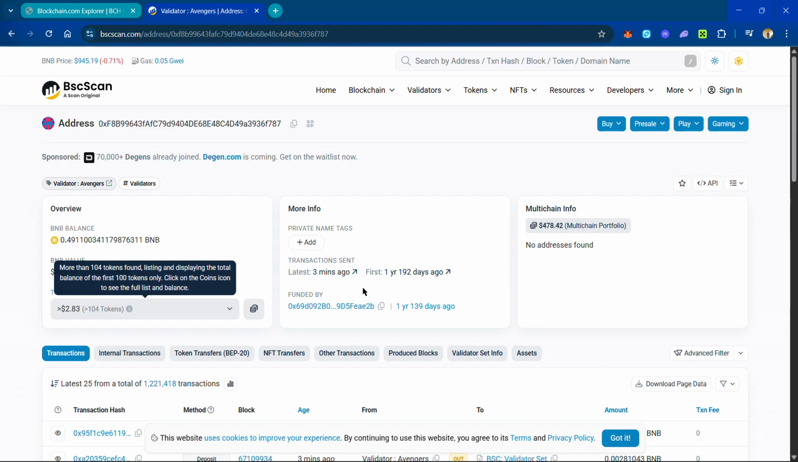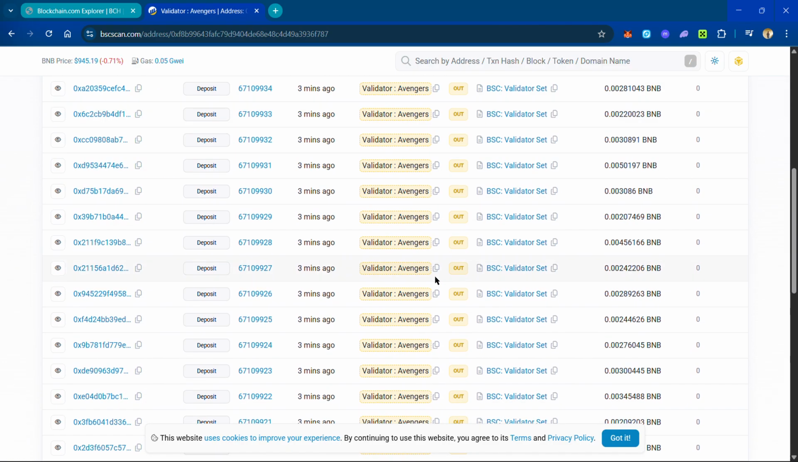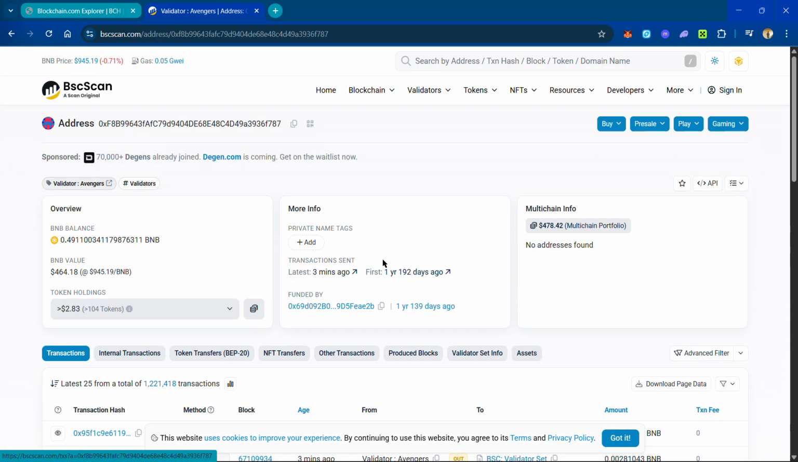As you can see, that's why I told you it is open. Everybody can just come and see everything that you've done in your life has been recorded, you understand, on the particular blockchain network. So the first transaction was done 1 year, 192 days ago. And these are all the transactions this wallet has made.